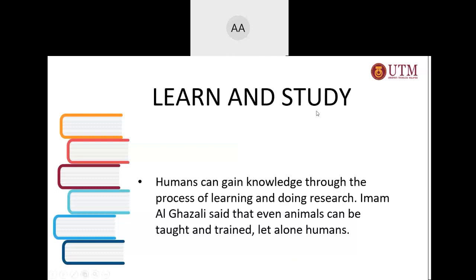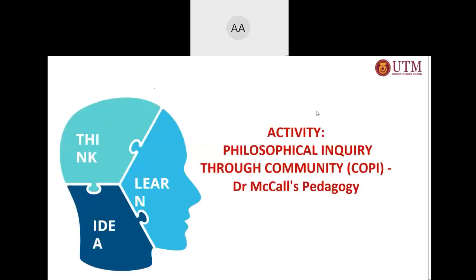So here, learning and study in humans is how they gain knowledge. As we explained previously, knowledge comes from practicing and experiencing frequently, which is mostly doing. The next episode. So the activity and philosophy come through community. So thinking, learning, and ideas are mostly activities. The next episode.